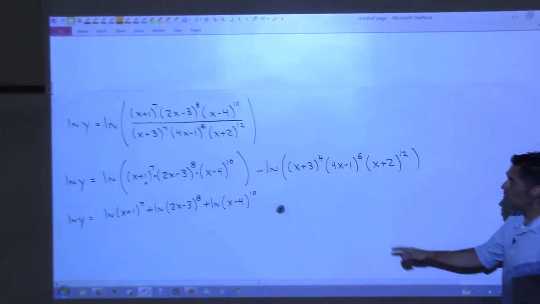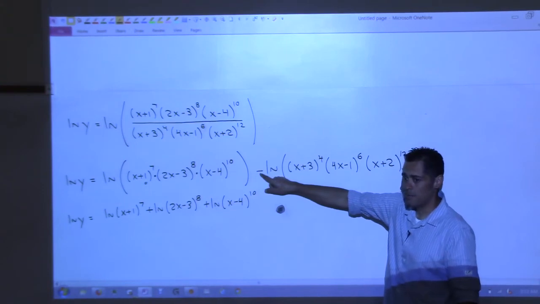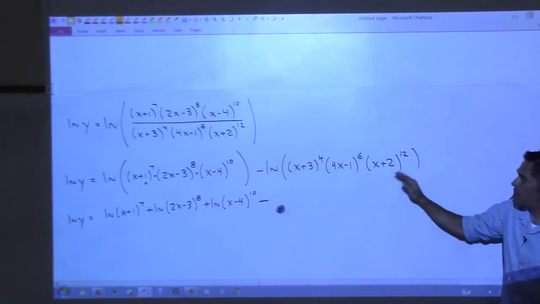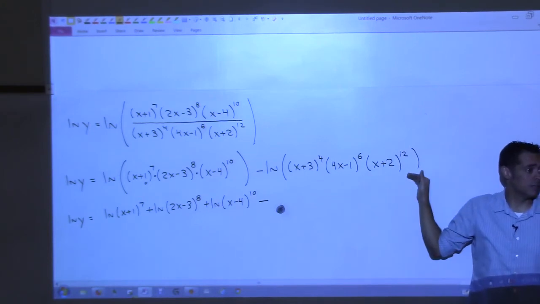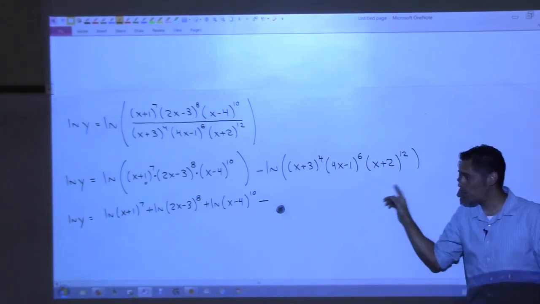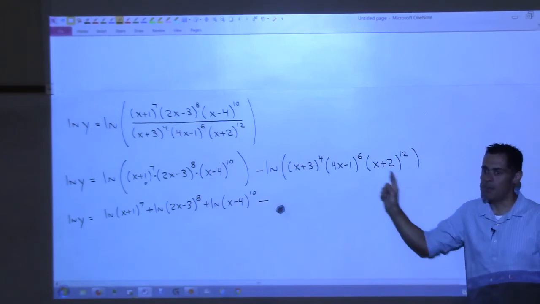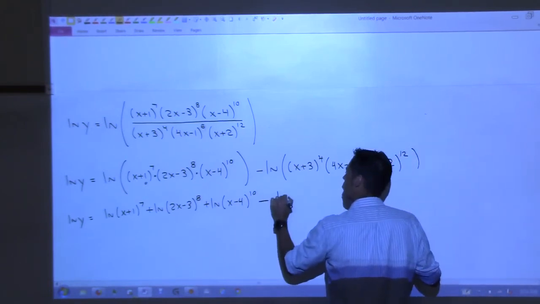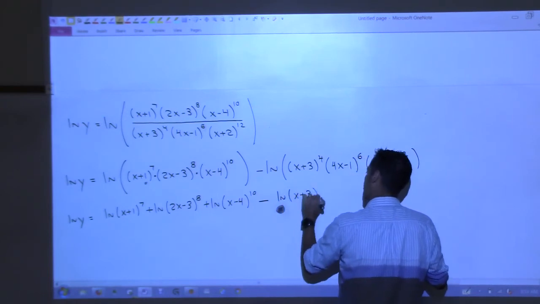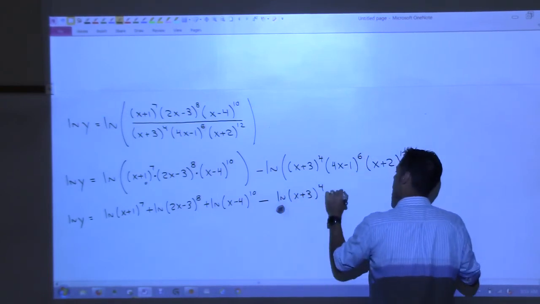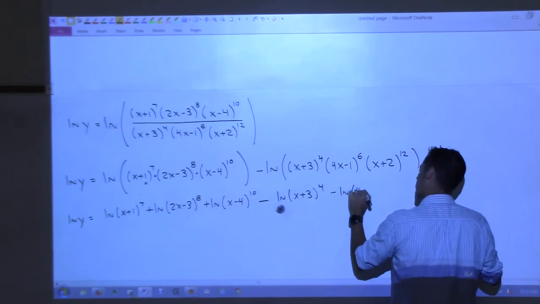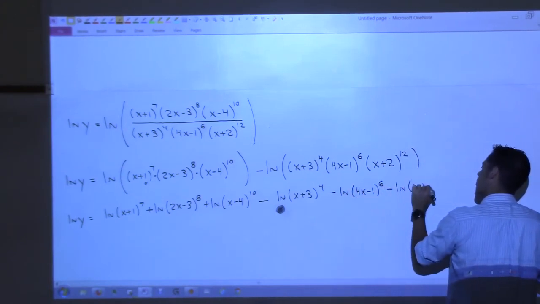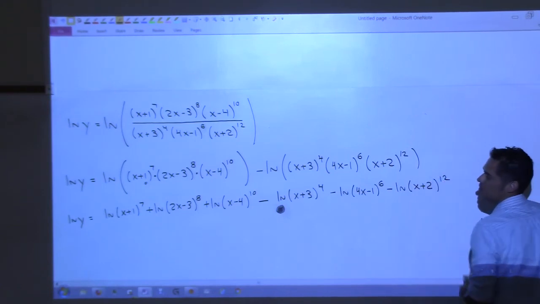Now we have to be real careful here because we have a subtraction, don't we? And that subtraction has to impact everything over here, and I'm about to split this into three new logs also. And each one of them is going to be plus, plus, plus, yes? Yes. But I'm going to pass the negative through. Okay, so it's going to be minus, minus, minus. Natural log of (x+3)^4 minus natural log of (4x−1)^6 minus natural log of (x+2)^12.